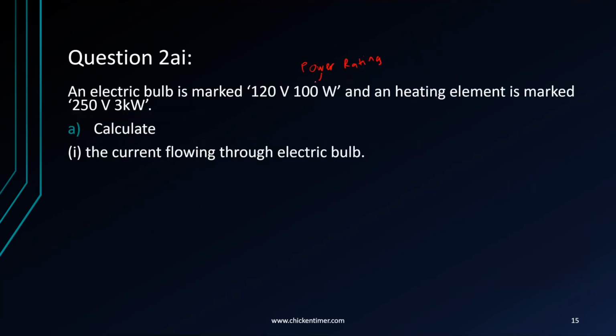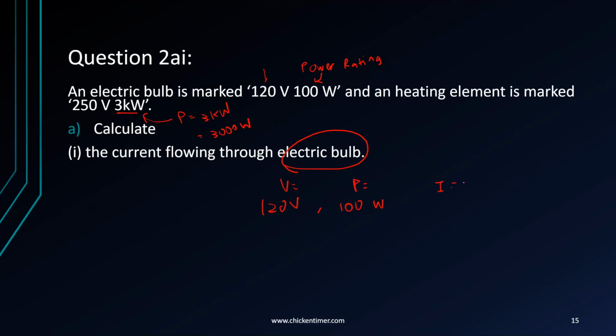This is the power rating. So that means the bulb has a power of 100 watts. Then this is the amount of voltage that goes in. Then here, the heating element, the power is 3 kilowatts, which means it's 3000 watts. Then they say talk about the bulb only, so you will use this data only. V is this, P is this.